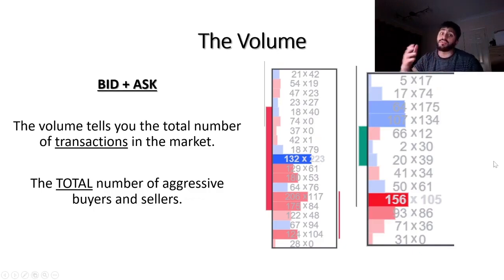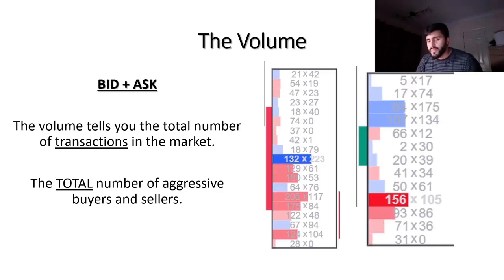The volume is the bid and the ask. So the volume gives you the total number of transactions hitting the markets at that given moment. It's the bid plus the ask. So for example, you will see here 21 by 42. So that's 21 hitting the bid. That's 42 market participants hitting the ask. So that's 21 aggressive sellers versus 42 aggressive buyers. Now that will give us a blue delta, which is what you see over here.